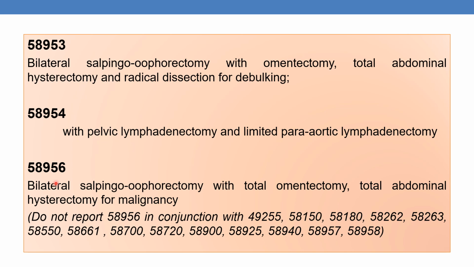The next CPT is 58956. Bilateral salpingo-oophorectomy with total omentectomy, total abdominal hysterectomy for malignancy. The CPT is 58956. And do not report 58956 in conjunction with 49255, 58150, 58180, 58262, 58263, 58550, 58661, 58700, 58720, 58900, 58925, 58940, 58957 and 58958.